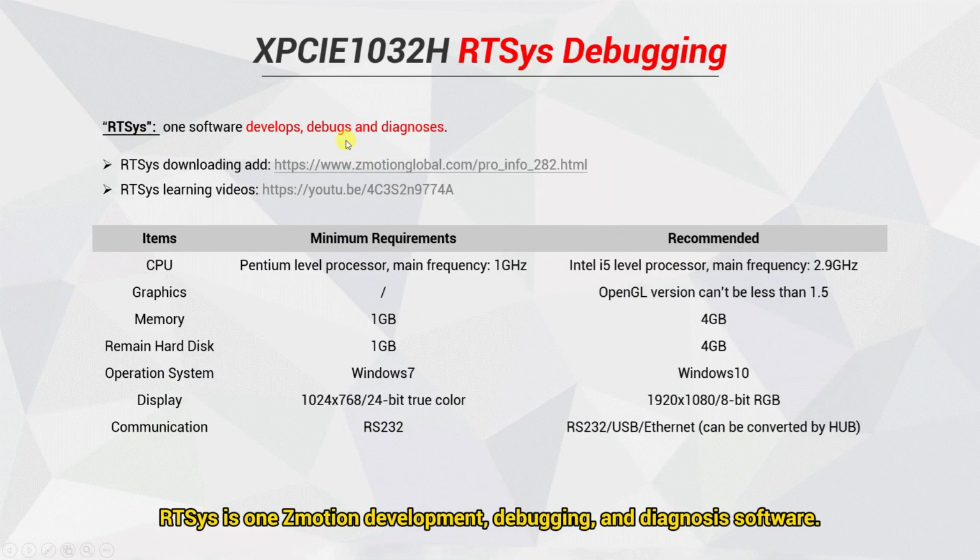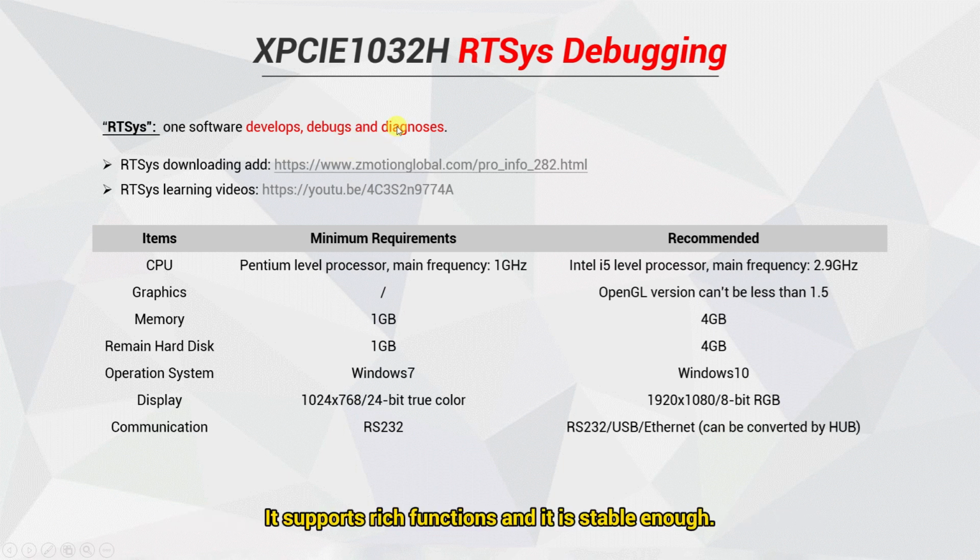RTSys is one Zmotion development, debugging, and diagnosis software. It supports rich functions and it is stable enough, because its last version Z-Develop has been used for 10 years. RTSys is updated from Z-Develop. You could download it from the website. This is the address. Before downloading, you could check your PC.